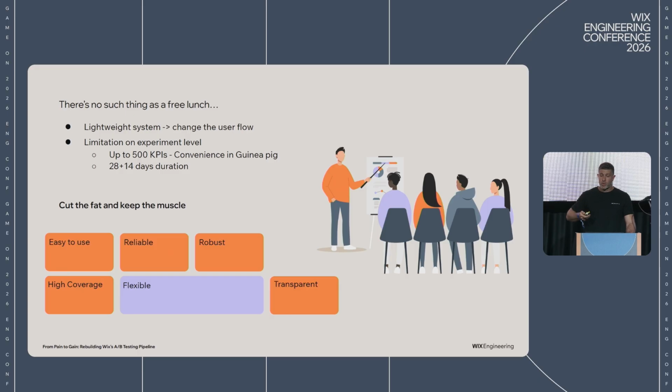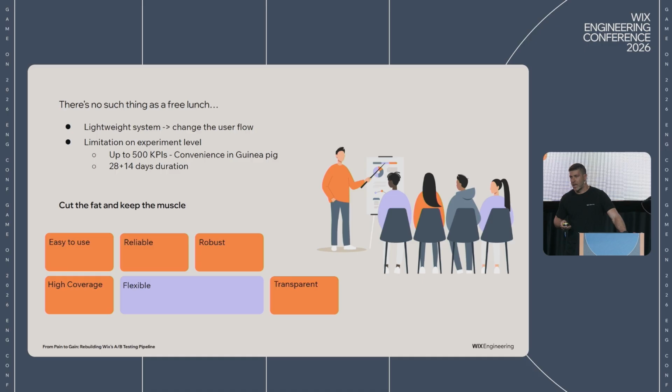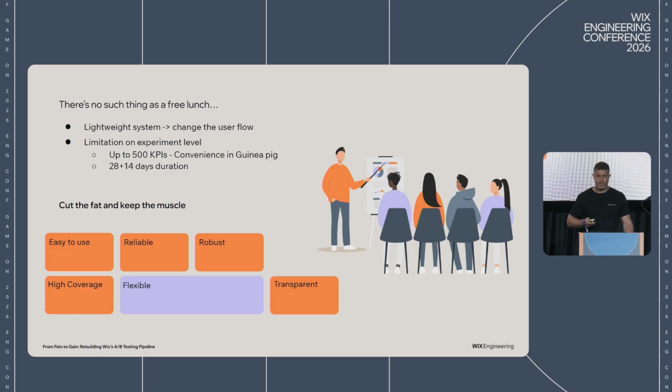But we're all mature people and we understand that there is no such thing as a free lunch. In engineering language, we like to call it a trade-off. We understand that in order to have a lightweight system, we need to change the user flow a little bit. So we added two small limitations. Now analysts can set up to 500 KPIs in each experiment, and the experiment lifetime was limited to 42 days max. We understand that this might impact the flexibility a bit, and we did it not because we could not handle it from the engineering perspective, but only because it's aligned with the basic guidelines of A/B testing and creates a much better and more efficient user flow.